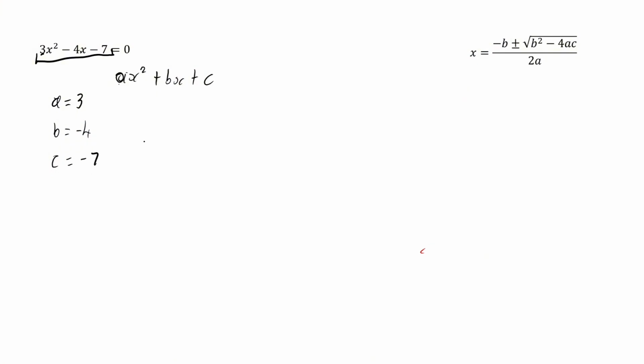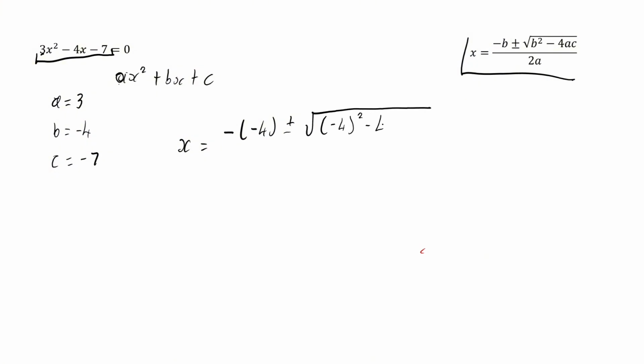Negative 7. Now, let's plug that into the formula over here. So x is equal to minus into my b value, which is negative 4, plus minus the square root of negative 4 all squared minus 4 into what's my a value? 3. And then what's my c value? Minus 7, all over 2 and 3.